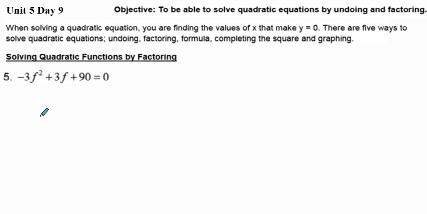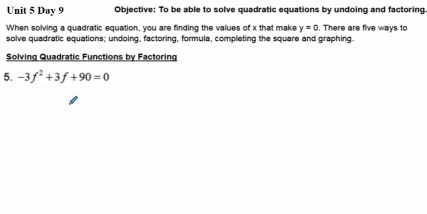Here we have negative 3f squared plus 3f plus 90 equals 0. If we look at this function, notice how it's a little bit different than the prior two. This one's not set up nicely to undo, because if we subtracted 90, we'd have negative 3f squared plus 3f equals negative 90. And because we have the f squared and f, we can't really undo that by division and isolate one of those variables and have an f equals like we were doing before. So undoing is not a great method for this quadratic equation that we have.